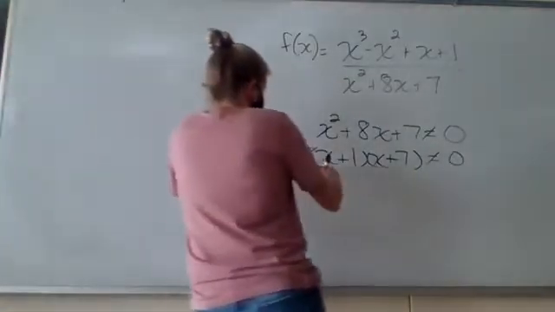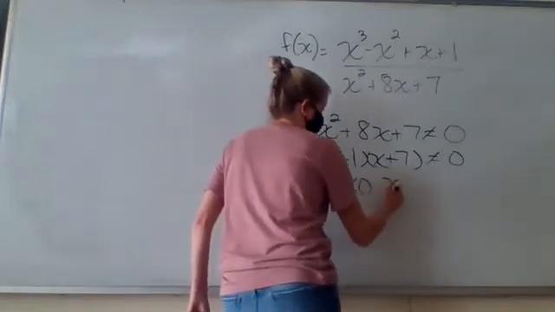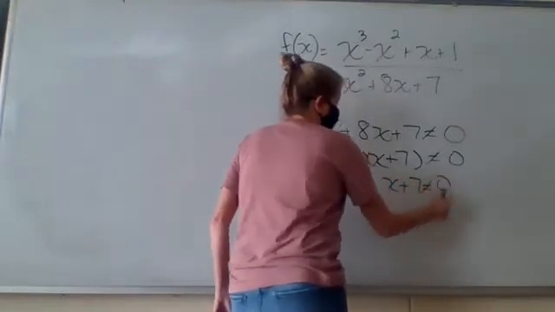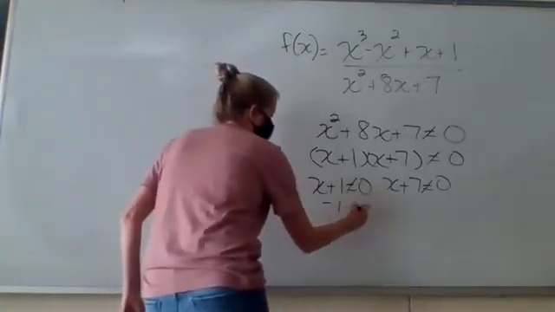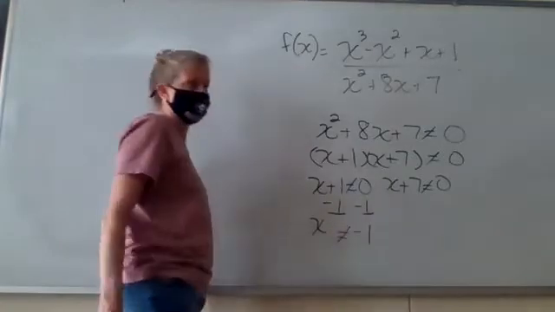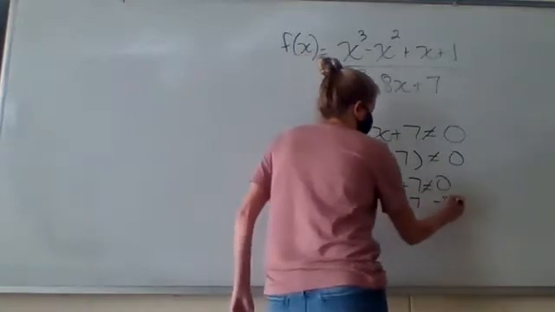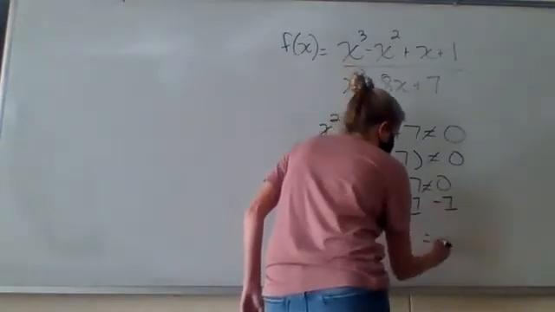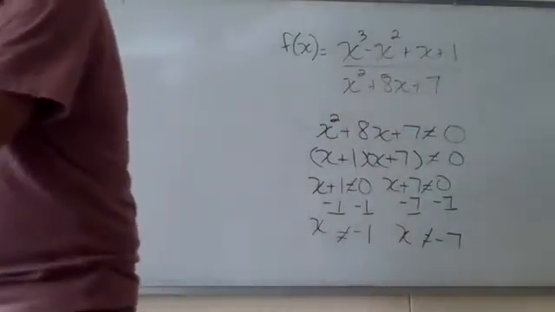So here's my factors. What do you do with your factors? You set them equal or not equal to 0 and solve them for the x's. So here I would have to subtract 1 from both sides. So x cannot equal -1. And here I would have to subtract 7 from both sides. So x cannot equal -7. Excuse me.